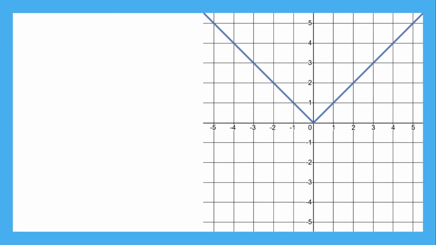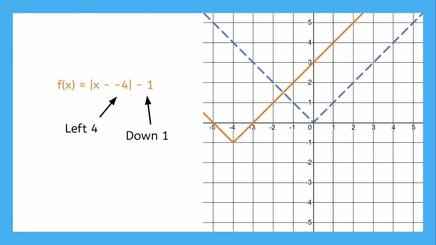Multiple transformations can take place at the same time, too. For instance, we can add 4 on the inside and subtract 1 on the outside. This means that the graph will shift left 4 units, because that really says x minus negative 4, and it'll shift down 1 unit. So the absolute value of x plus 4 minus 1 will look like this, with its vertex shifted left 4 and down 1.